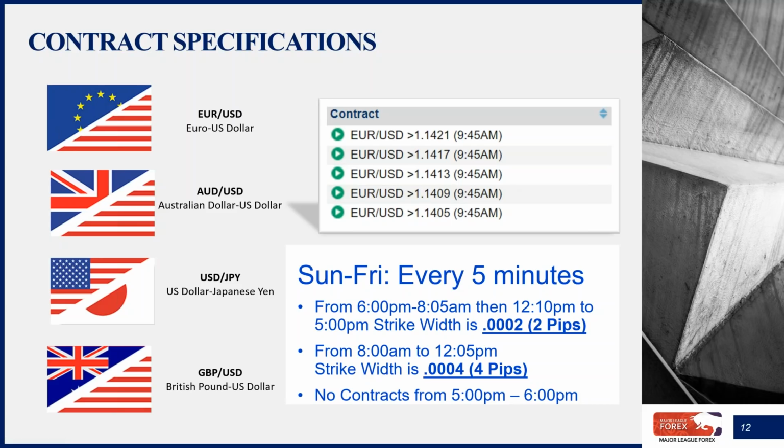We have a spread differential of 4 pips. I'm sorry, for 2 pips, right? So there are some cool advantages here, okay? Now, this is for these 4 currency pairs, okay?